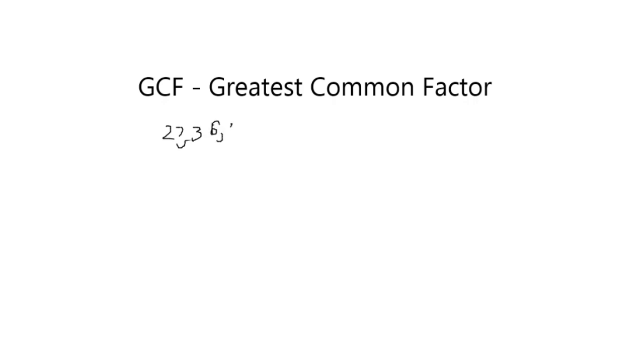So what if we have 27, 36, 45? What is the common factor? First of all, what we're going to do is simplify it. So we have 9 times 3 for 27, 9 times 4 for 36, and 9 times 5 for the other. So as you can see, 9 is our greatest common factor. So, 9.